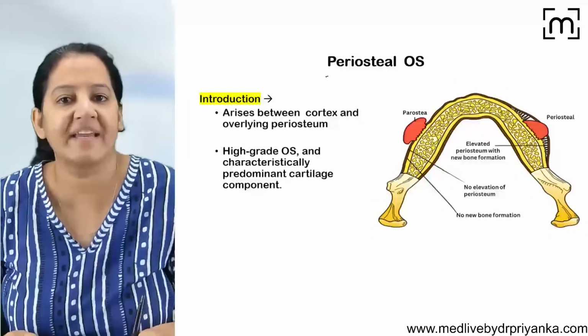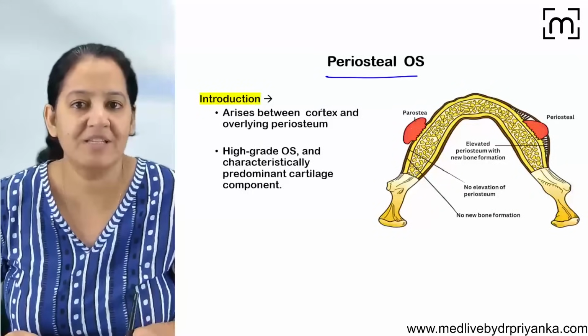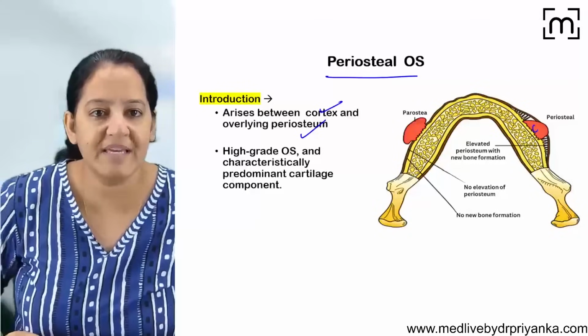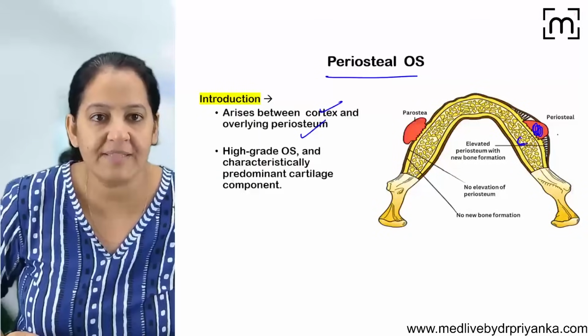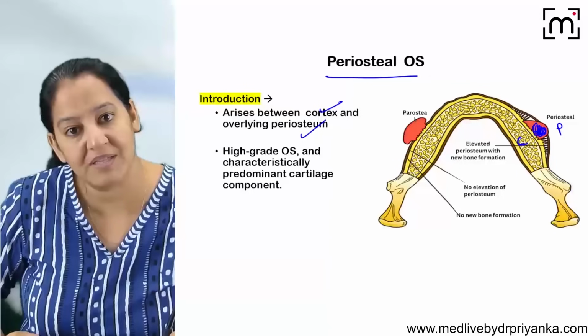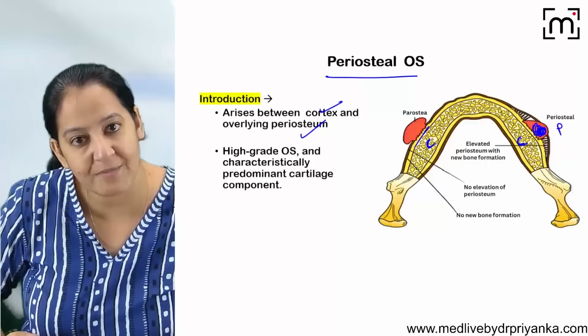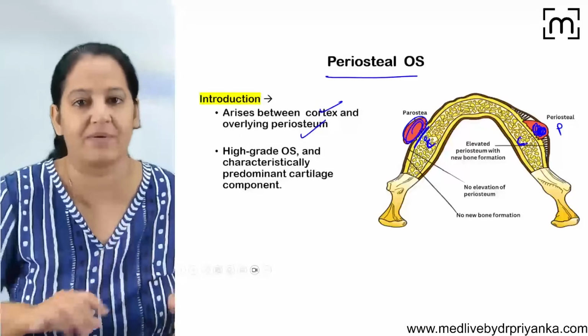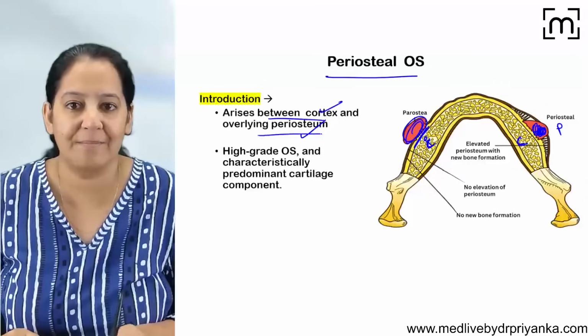Coming to the second one, the second is periosteal. The periosteal is between cortex and periosteum. You can see here the tumor. So this is cortex, this is periosteum. The tumor is between them. But in contrast to parosteal, which is outer to cortex as well as periosteum, outer to that, this one is between cortex and periosteum. So it arises between cortex and periosteum.